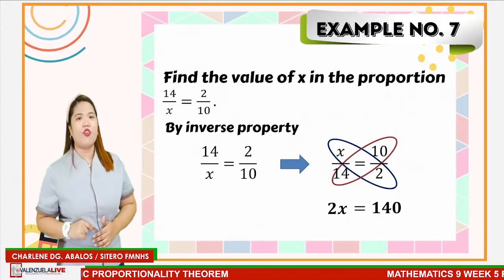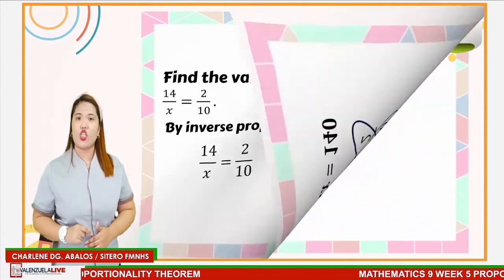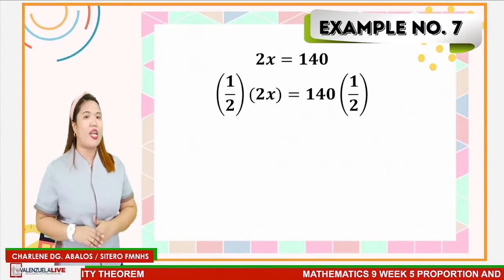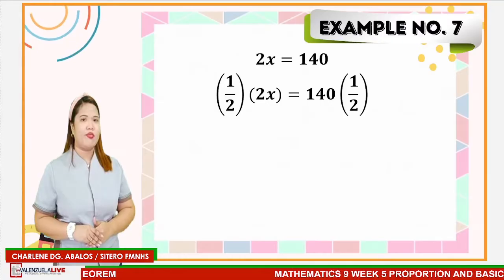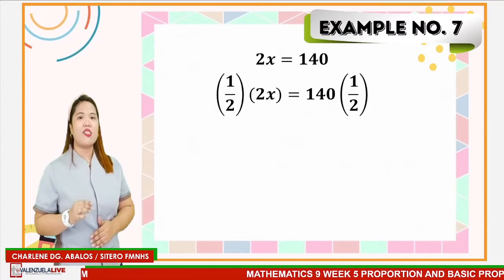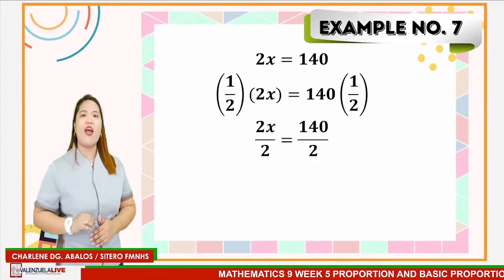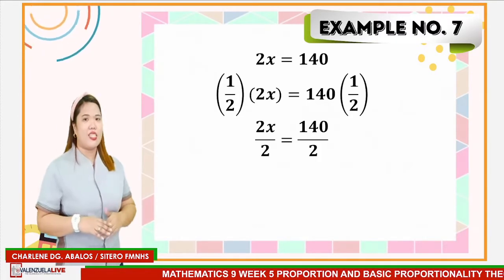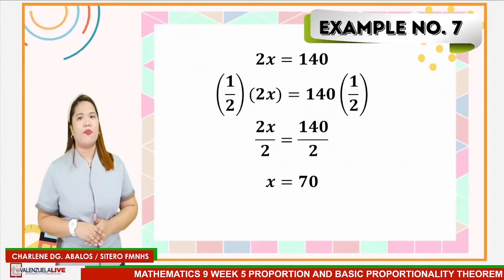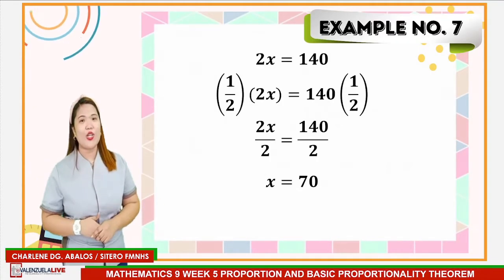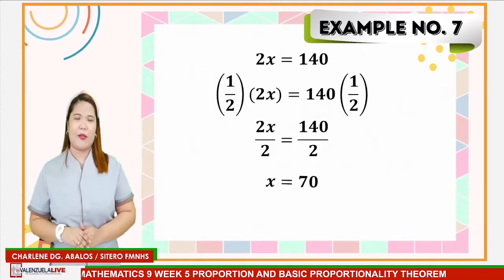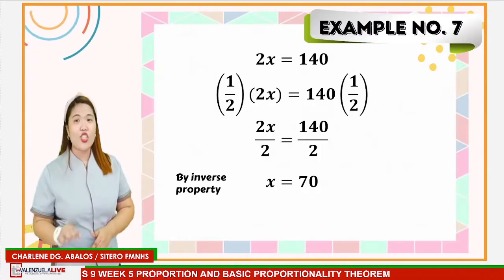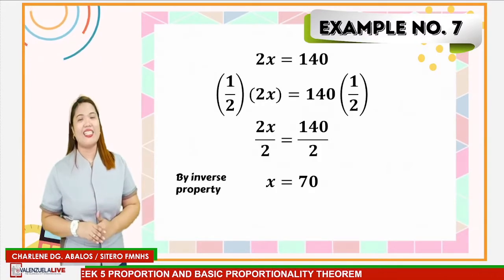Applying multiplicative inverse, multiply both sides of the equation by 1/2. So we have 1/2 times 2X equals 140 times 1/2. Then 2X over 2 equals 140 over 2. This gives us X is equal to 70. We also got the same answer using inverse property. And for addition and subtraction property, I want you to try it to see if you will get the same answer.